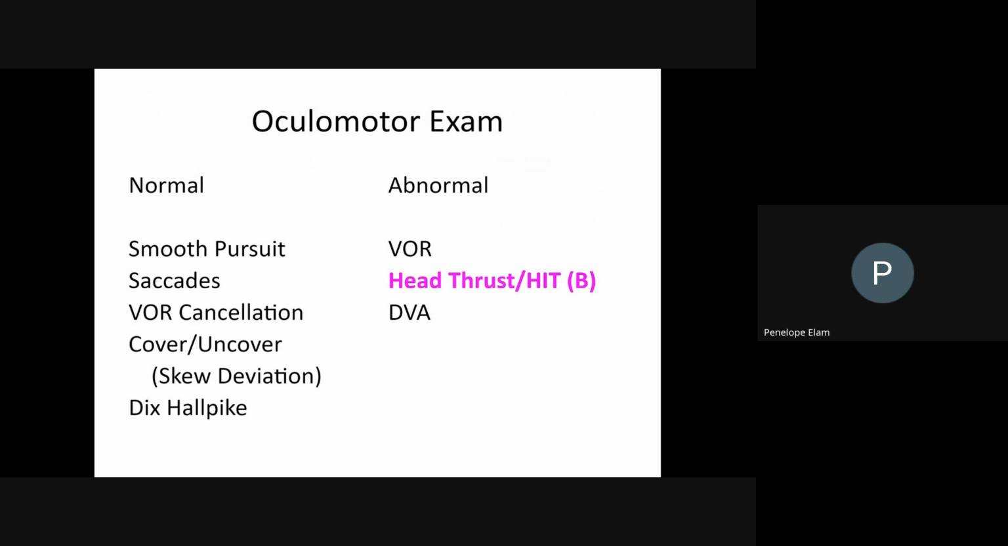Their oculomotor exam, smooth pursuit, saccades, VOR cancellation, all those things are going to be normal. They're not going to have any problems with the Dix-Hallpike. Things that might be abnormal in their eval, we could see some abnormal VOR and DVA, but we're also definitely going to see a positive head thrust or head impulse test, and it's going to be positive bilaterally. So no matter which way you turn their head, we're going to see a bilateral head thrust.